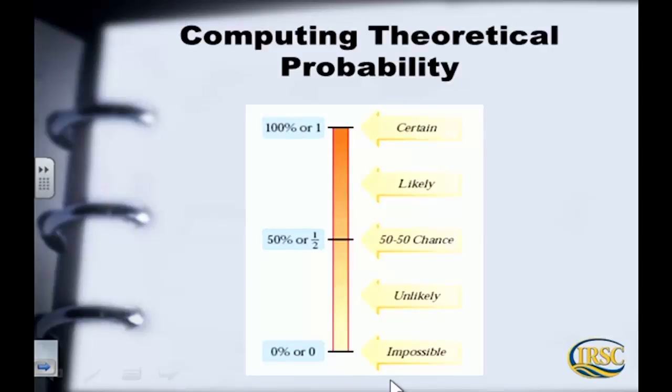If you get 1/2, then that means you have a 50-50 chance. In other words, it could go either way. It could go your way or the other way. And then if it's anywhere between 0 and 1/2, it's unlikely that event will occur. It doesn't mean impossible, but it's unlikely. And if it's between 1/2 and 1, then it's more likely that event will occur. Now, it's possible it won't occur, but it's got a better chance that that will happen.